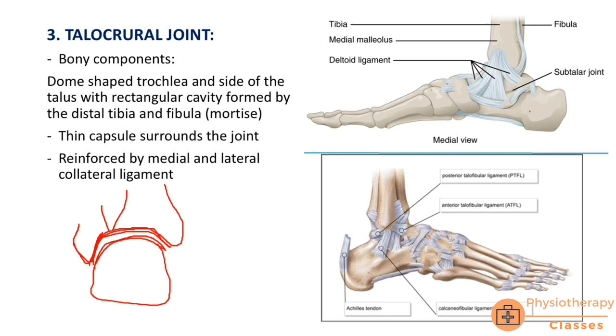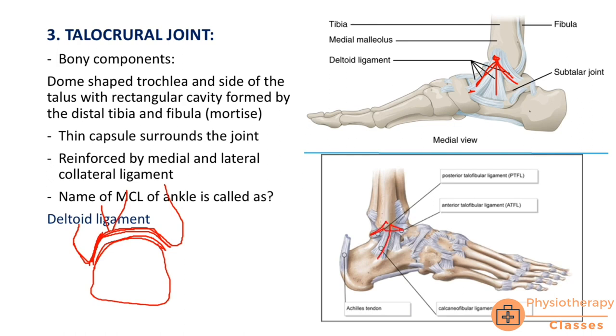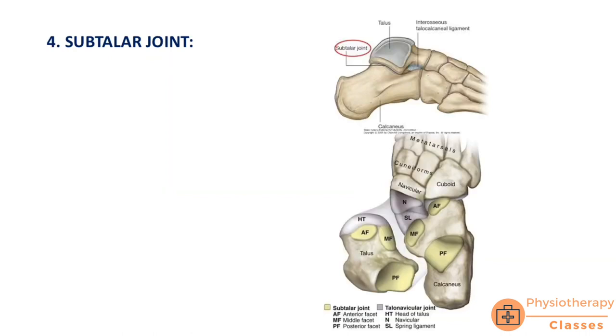You can see here in the picture above, this is the medial collateral ligament, also called the deltoid ligament. It has three slips connecting from the calcaneum, navicular and the talus to the tibia. Inferiorly, you can see the lateral collateral ligament, which comprises the posterior tibiofibular ligament, anterior tibiofibular ligament and calcaneofibular ligament.